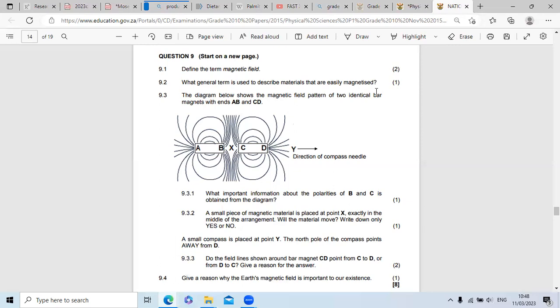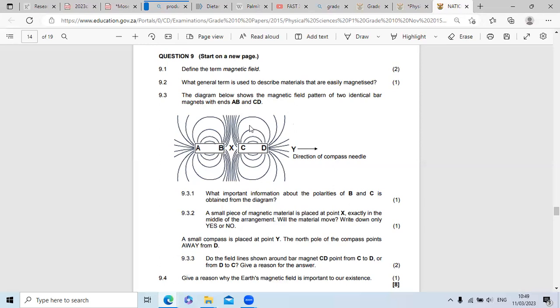Do you understand that? Can you say that one more time, please? A field that describes the influence of a magnet on its environment or surrounding. Yes. Because I don't think it has to be that much of a complex answer. Let me just check, is there a memo for this? I'll check the memo later. Fine.